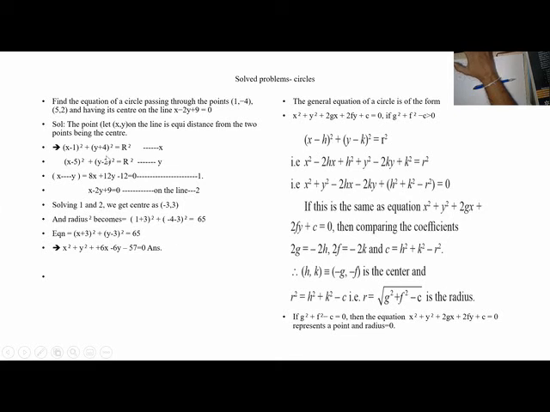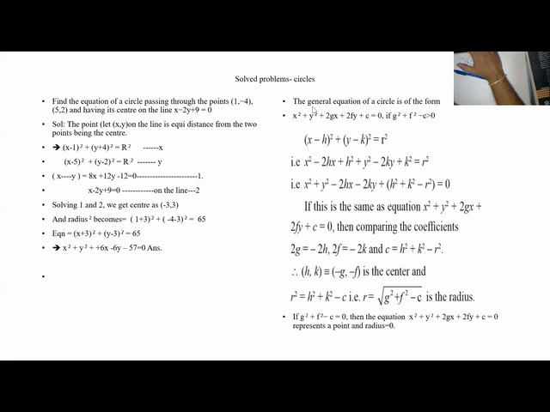How have we proceeded? We have taken 3 equations. One equation is the distance between this center and this point. One equation is the distance between the center and this point. And one equation is that the point lies on this line. So from these 3 equations, once we form them, we have to solve them.